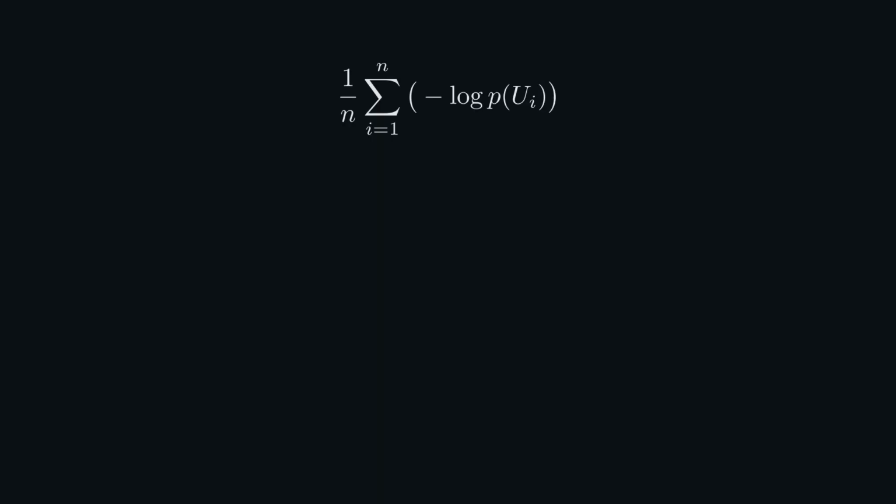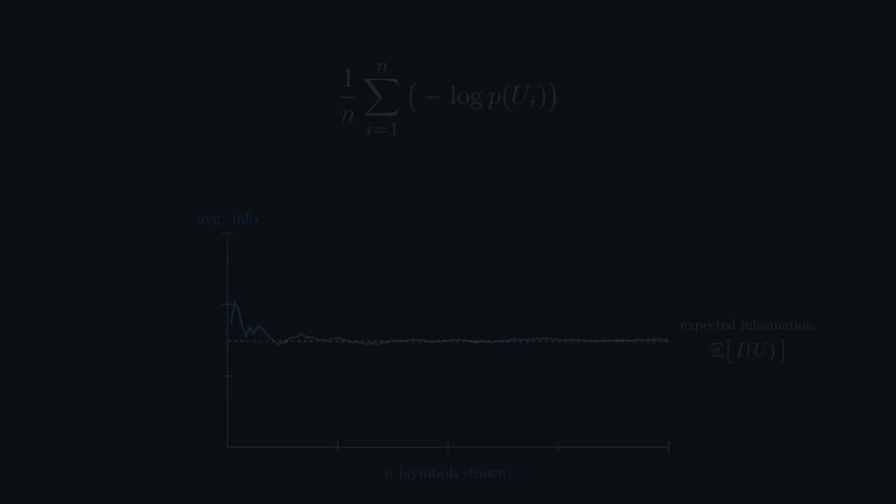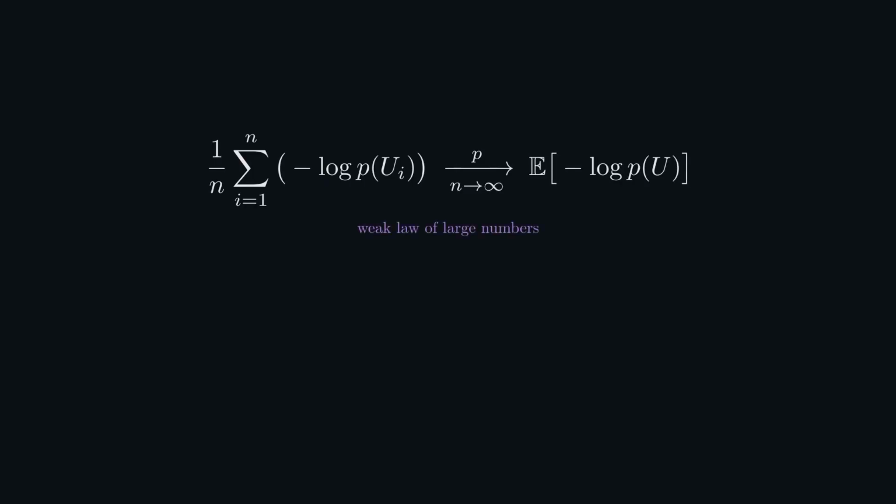Now, a natural question to ask is what happens as n goes to infinity? Luckily, we can use the weak law of large numbers to analyze this. The weak law tells us that with more and more draws, the average information of a sequence from the source distribution will converge to the expected information of the source. And the expected information is nothing more than the entropy.